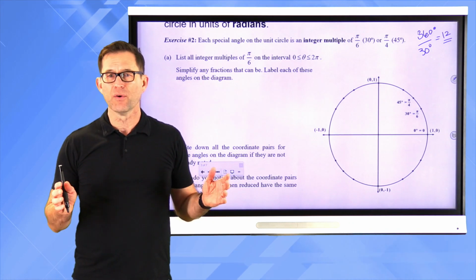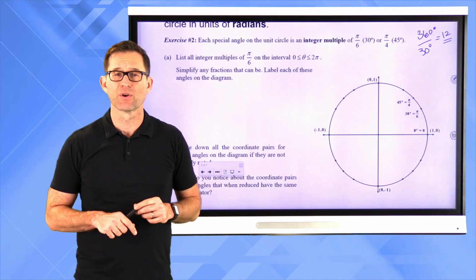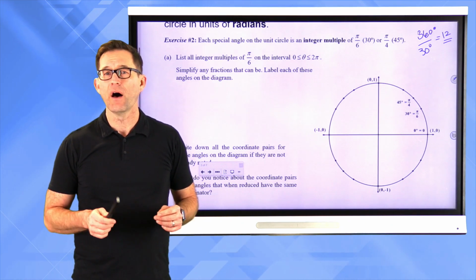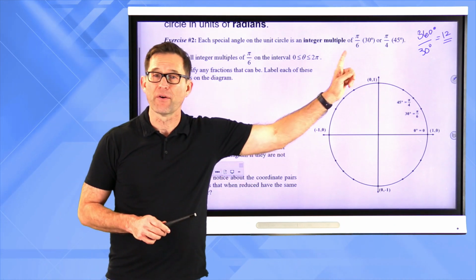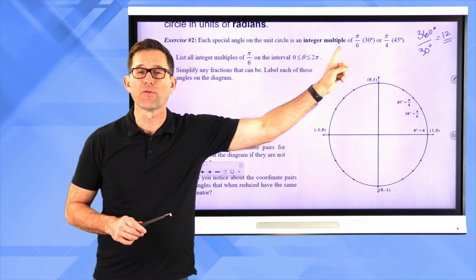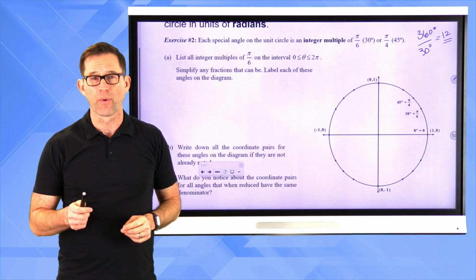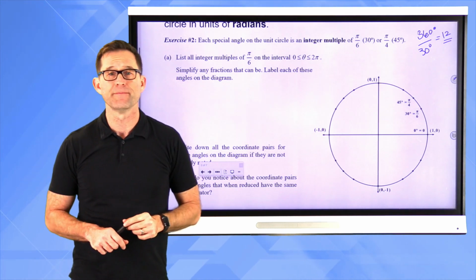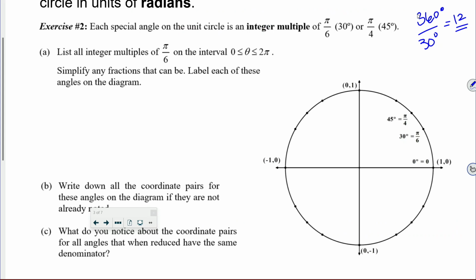We're going to start to divide up our circle in those intervals of 30 degrees, or better yet, in terms of pi over 6 intervals for radians. Let's take a look at letter A. List all integer multiples of pi over 6 on the interval 0 less than or equal to theta less than or equal to 2 pi. Simplify any fractions that can be. Label each of these angles on the diagram.